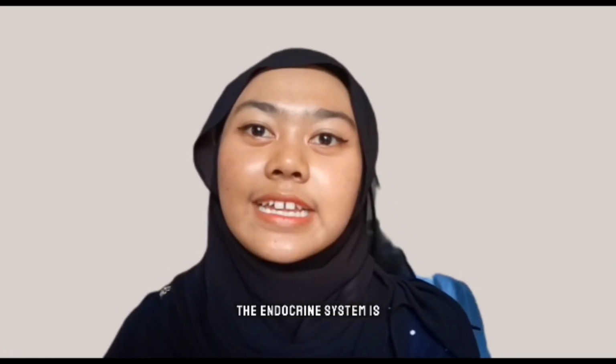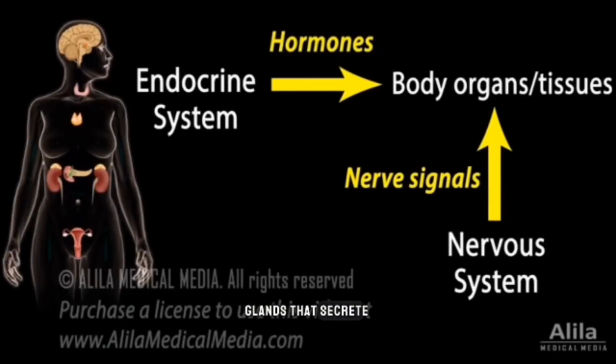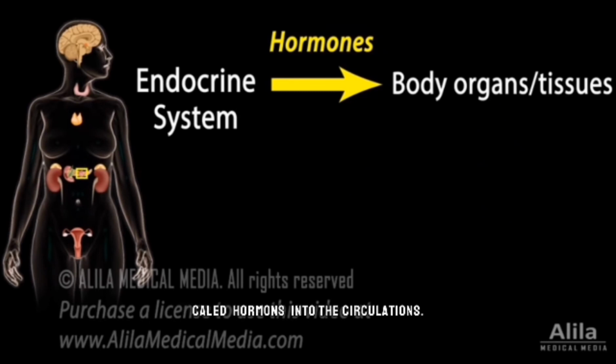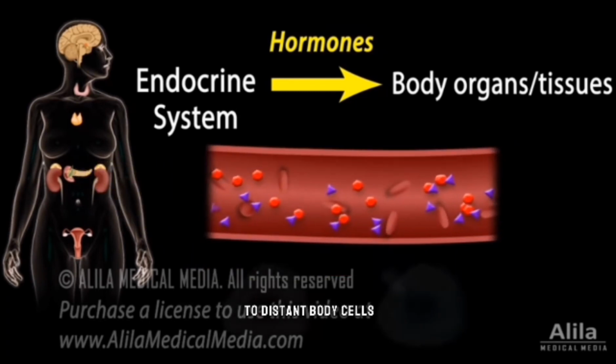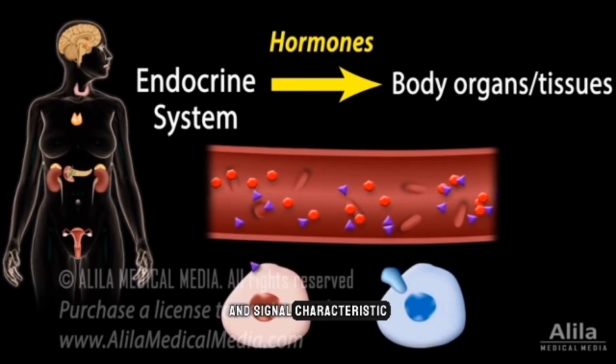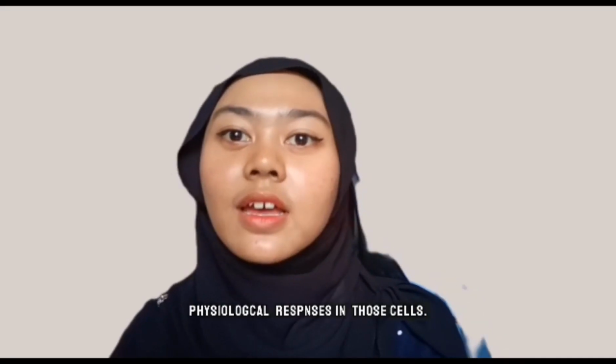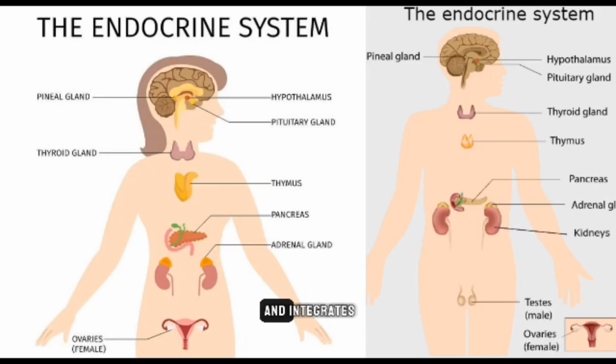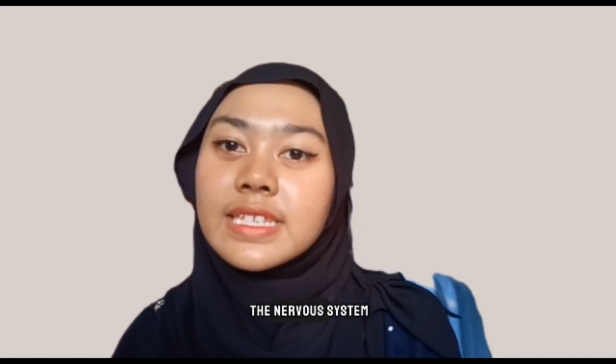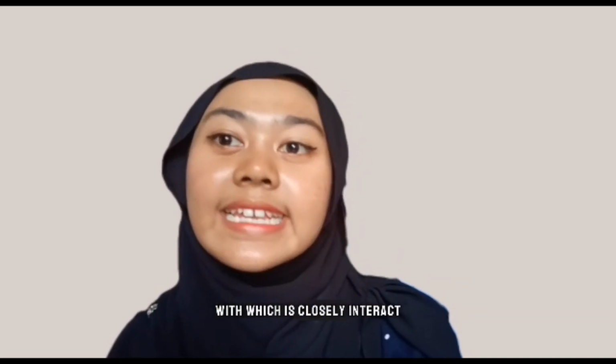The endocrine system is a series of ductless glands that secrete messenger molecules called hormones into the circulation. The circulating hormones travel to distant body cells and signal characteristic physiological responses in those cells. Through its hormonal signals, the endocrine system controls and integrates the functions of other organ systems in the body. In its general integrative role, the endocrine system resembles the nervous system, with which it closely interacts.